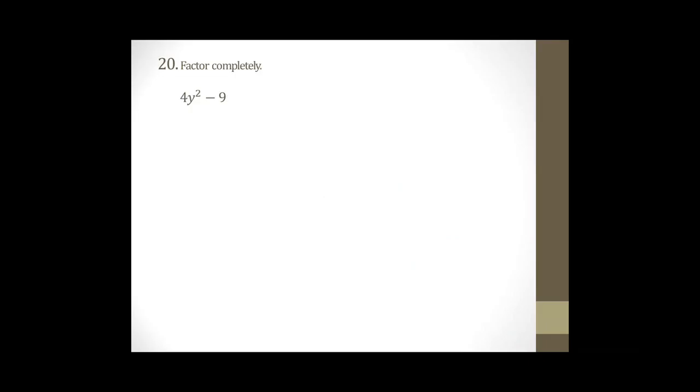Okay, so number 20, factor completely. So always look for a GCF first. We do not have a GCF between 4y squared and negative 9. So now we're going to look at how many terms we have. We have 2 terms, okay? So we either have perfect squares or perfect cubes. If we don't have one of those, then we're done. We can't factor it. So we have perfect squares, and it's the difference. So we're going to use a squared minus b squared equals a plus b times a minus b.